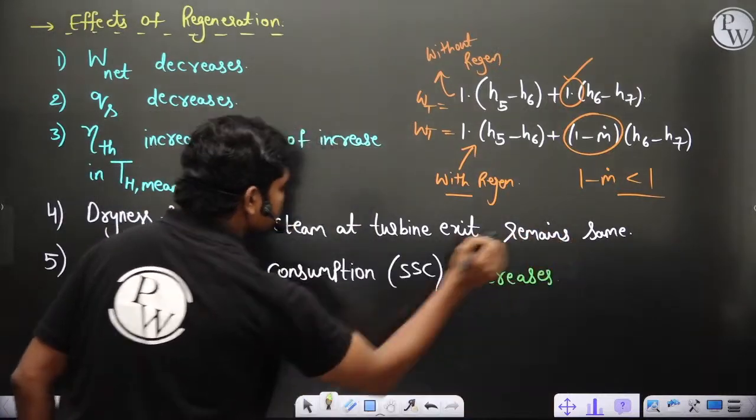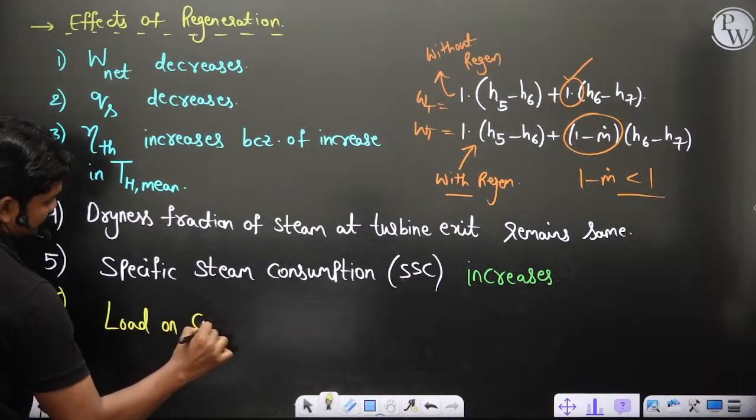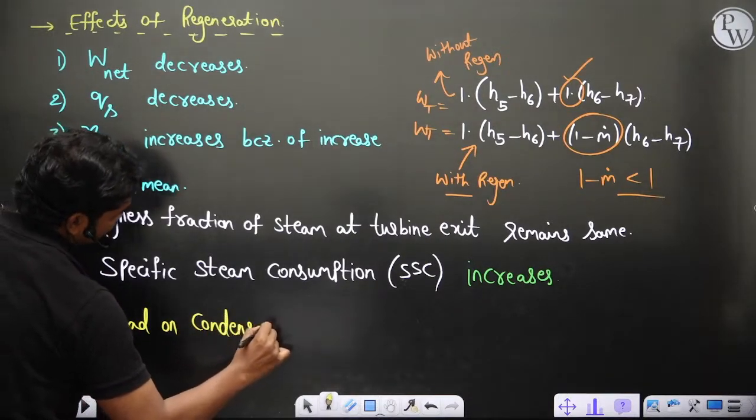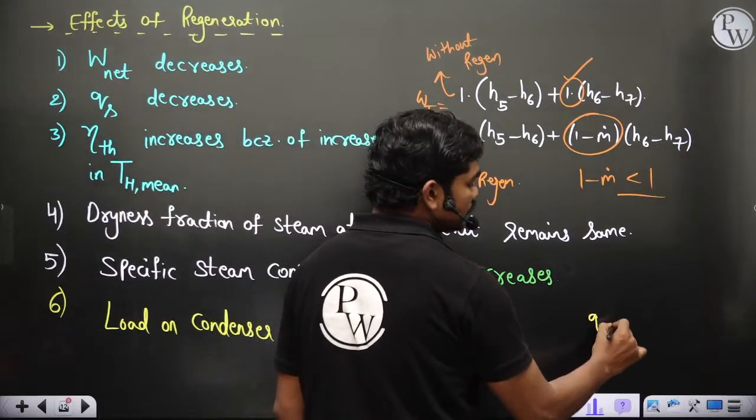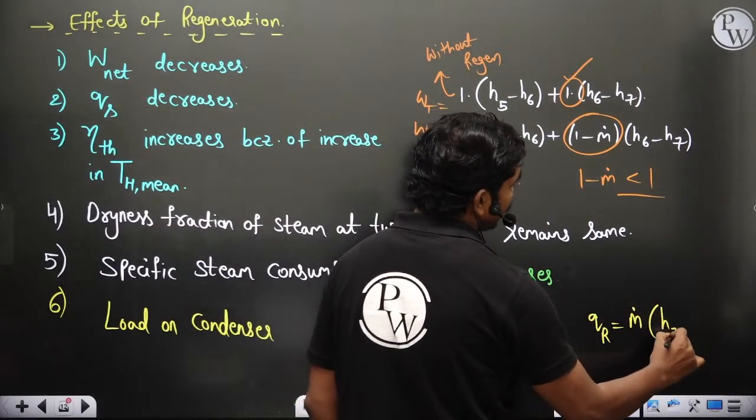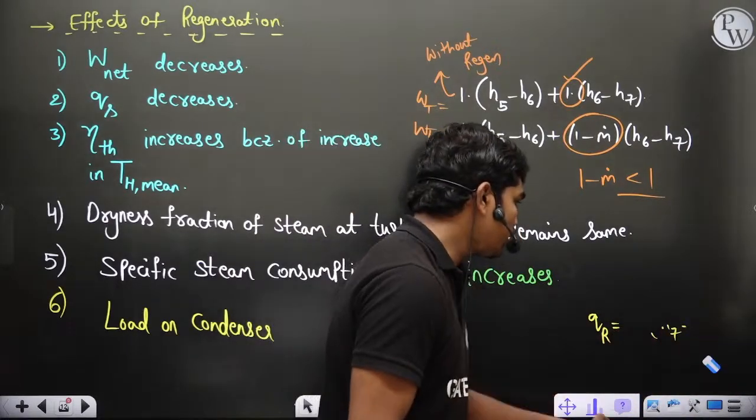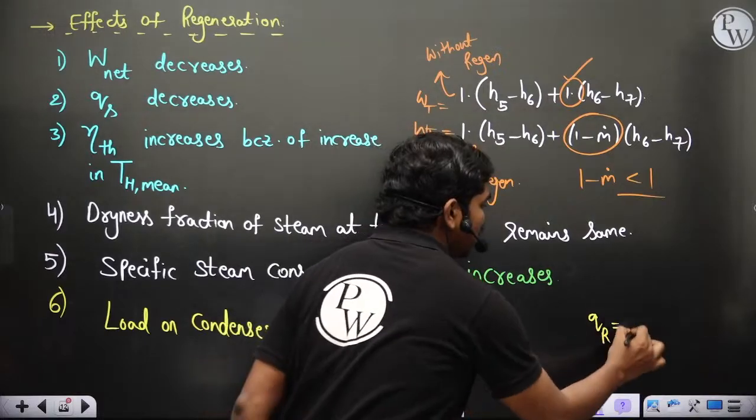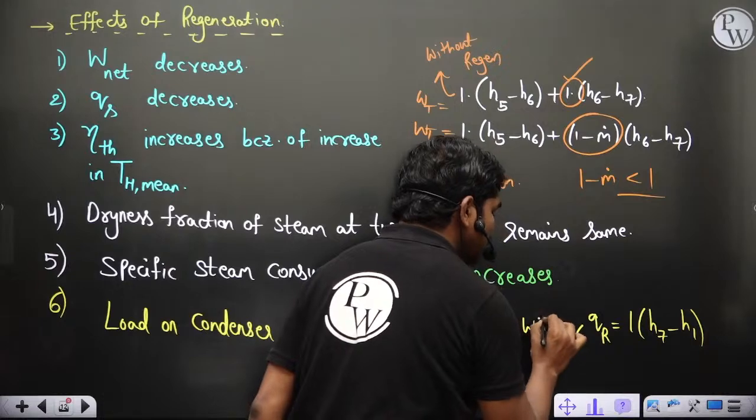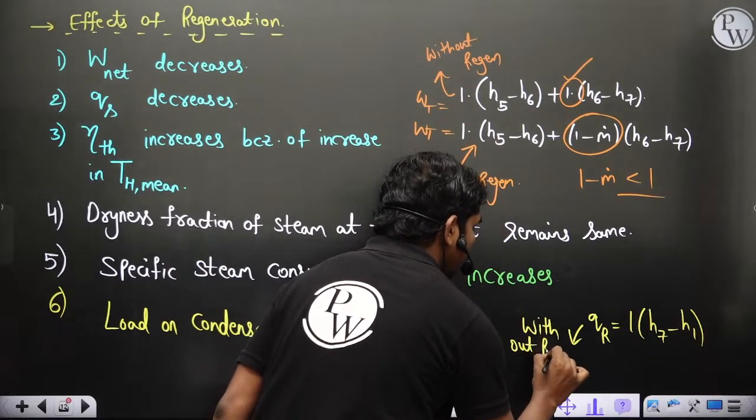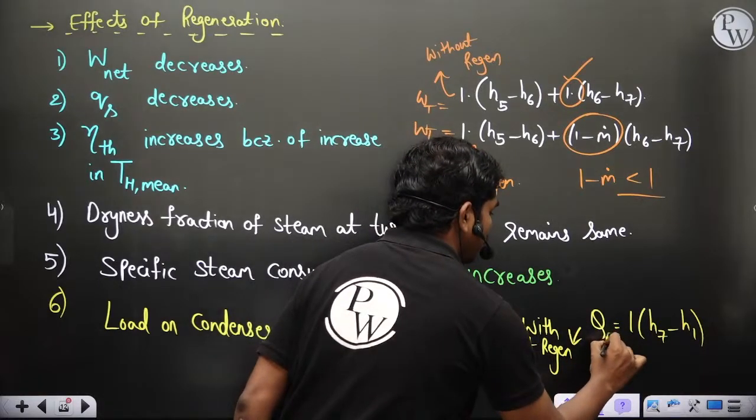I want to tell one more point: load on condenser. Normally, the main job of the condenser is to remove heat. So heat rejection is equal to m dot times H7 minus H1 in actual case. So total mass flow rate 1 into H7 minus H1. If there is no regeneration, it would have been H7 minus H1. This is without regen. This is Q dot R.